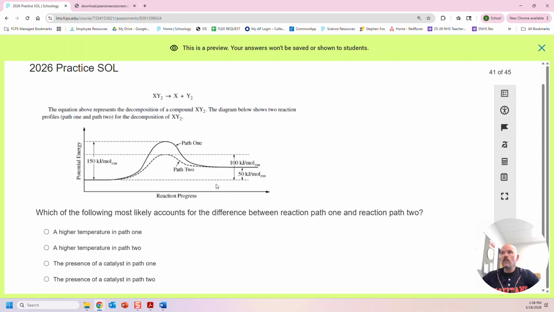All right, so now we go to 41. As soon as I see this diagram, I know that the dotted line's the catalyst. Because what does the catalyst do?